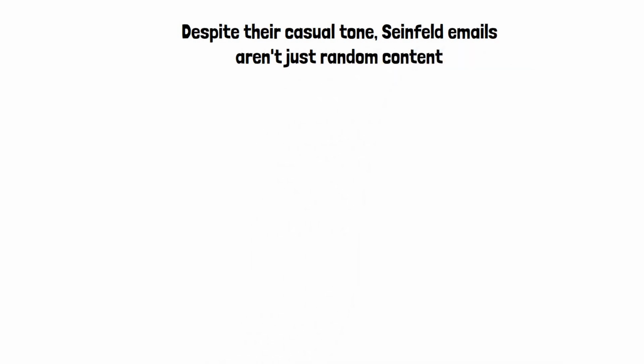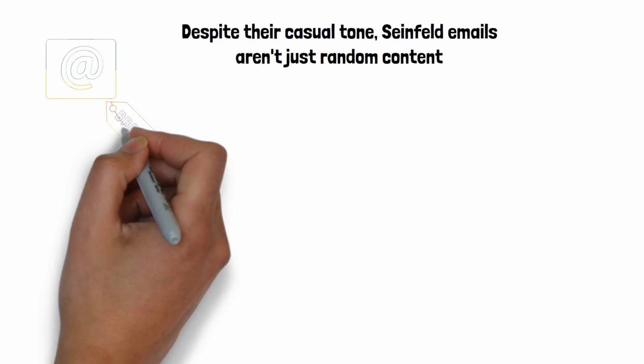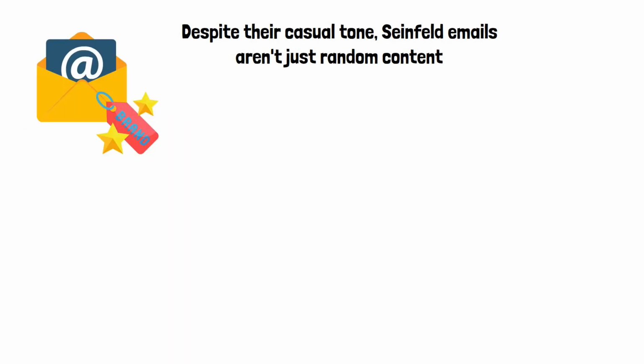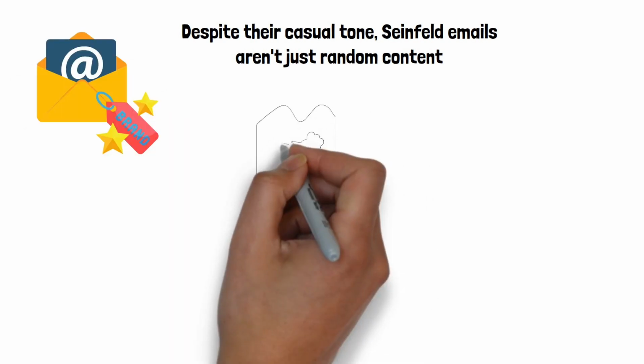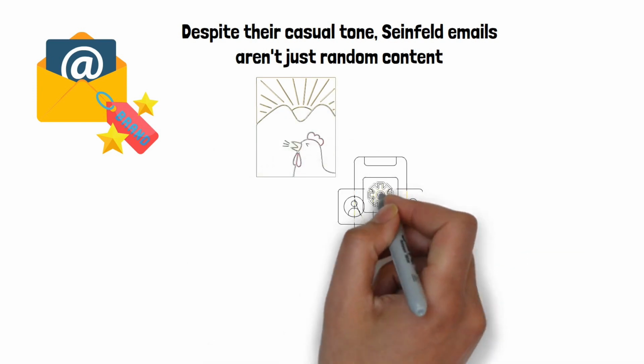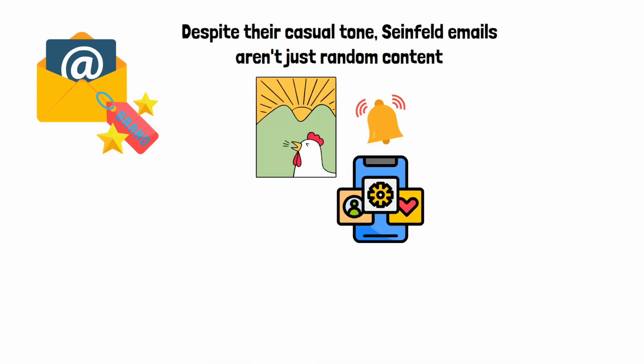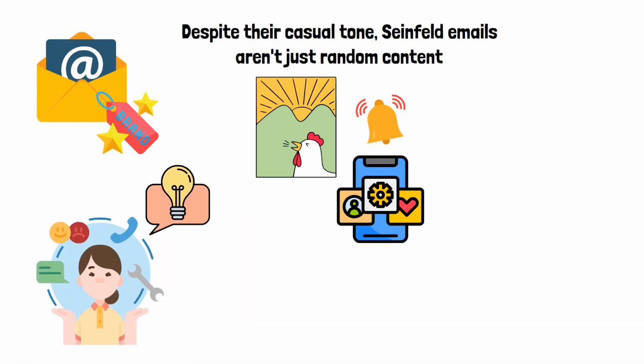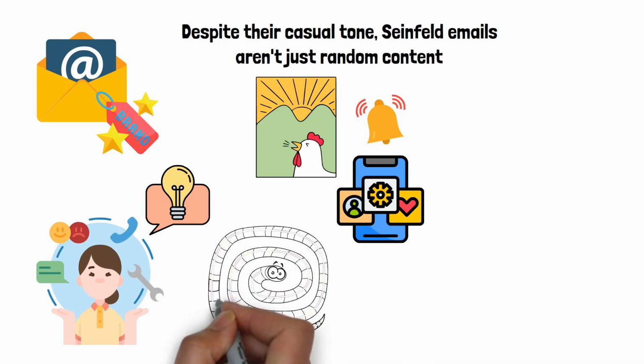Despite their casual tone, Seinfeld emails aren't just random content. They should relate to your brand and subtly tie back to your products or services. For instance, you might share a funny anecdote from your morning, then shift to how it reminded you of a feature of your product. Or you share a useful tip that, upon further thought, shows just how your service could benefit your audience. The key is not to make every email a hard sell.